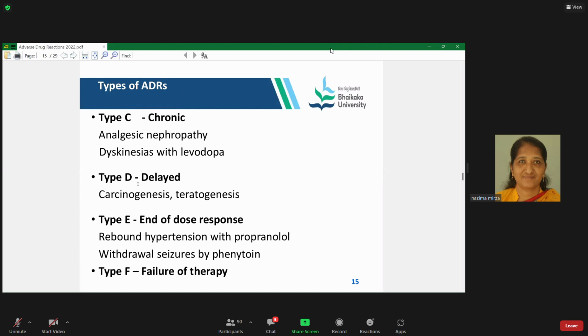Type D. Yes, by having a vigilance on the patient. है ना, फॉलो अप बोलना है, पेशेंट को बोलना है कि कुछ एडवर्स इफेक्ट आए तो हमको बताओ, एंड बाय डूइंग सर्टेन टेस्ट. टाइप डी is the delayed one. Classical example is carcinogenesis and teratogenesis.